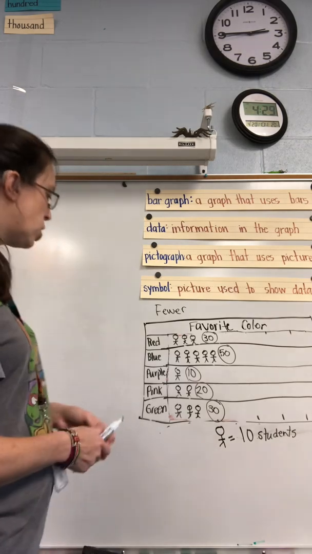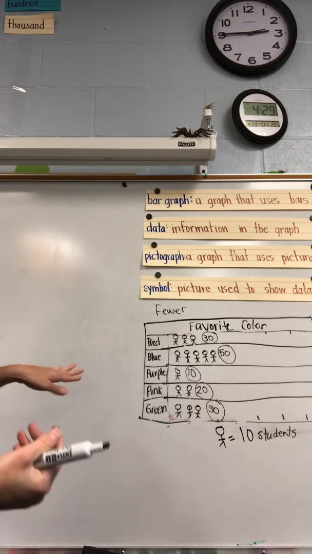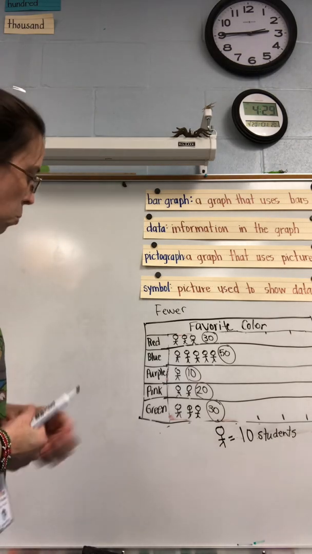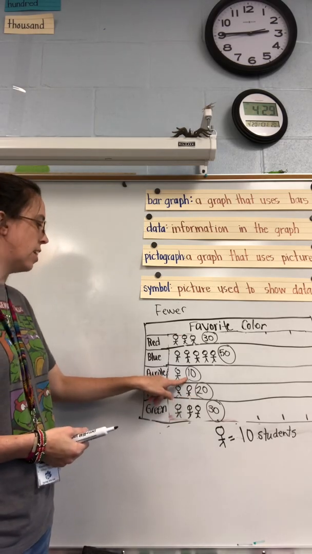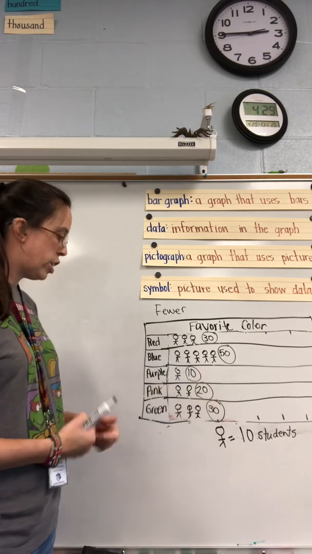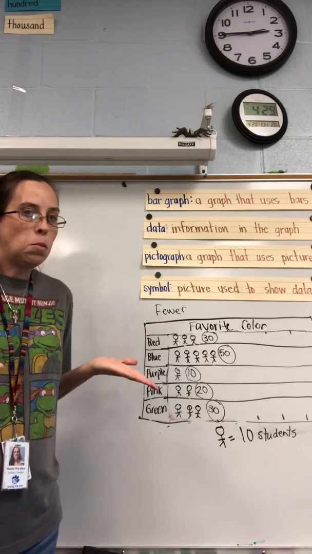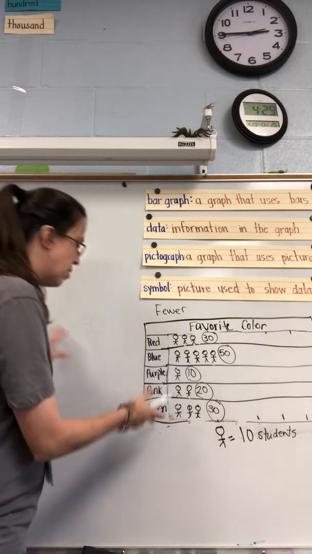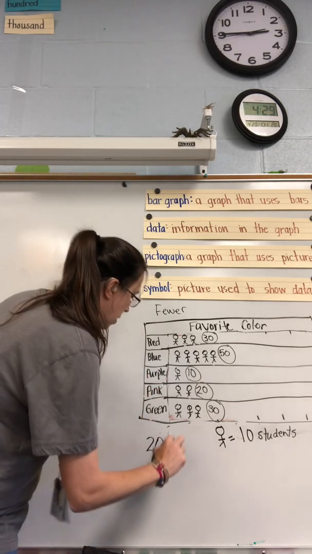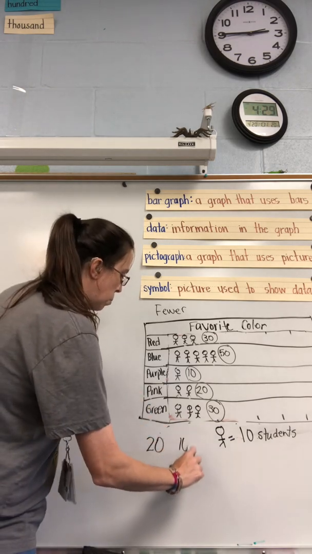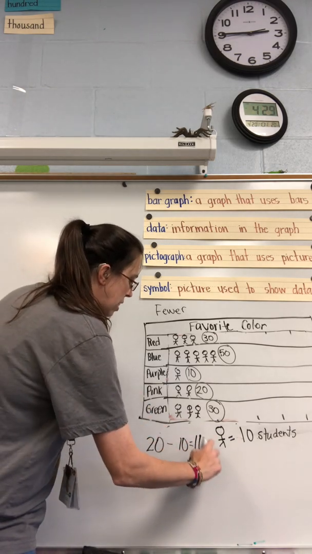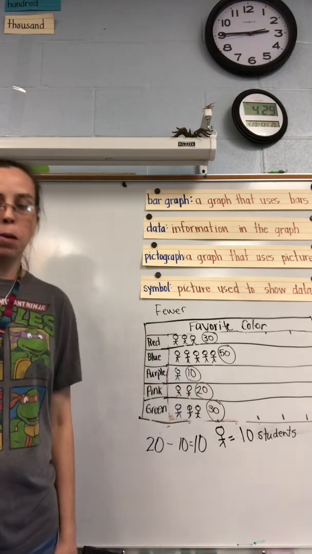Did more students choose pink or purple? Well, pink has 20 and purple has 10. So more students chose pink. How many more? Well, I know that 20 students chose pink. I know that 10 students chose purple, and I'm going to subtract. So 10 more students chose pink than purple.